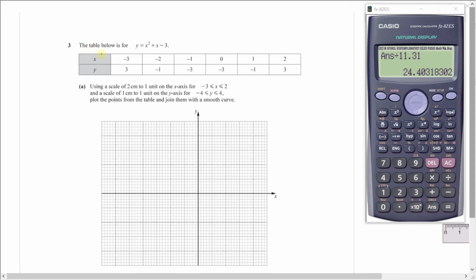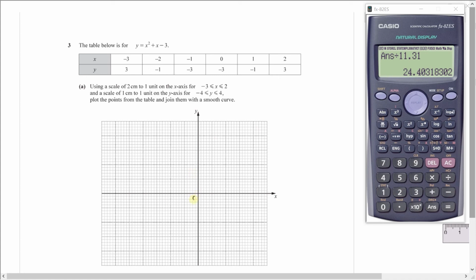So question number 3: the table below is for y equals x squared plus x minus 3. Using a scale of 2 centimeters to 1 unit for the x-axis and 1 centimeter to 1 unit for the y-axis, plot the points from the table and join them with a smooth curve. So let's first draw the axis here.